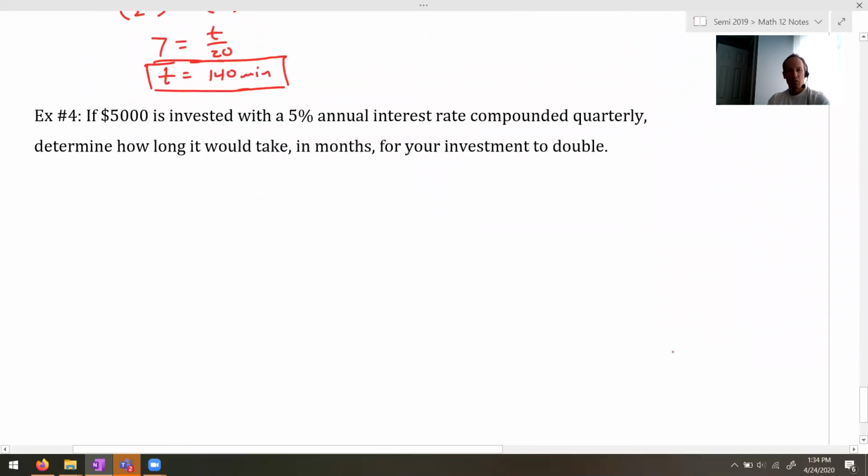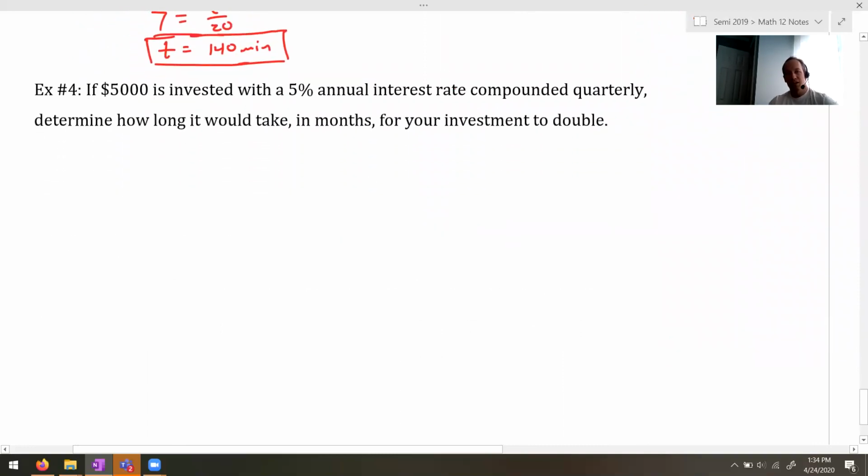Okay, last question. If $5,000 is invested with a 5% annual interest rate compounded quarterly, determine how long it would take for the investment to double. So let's start by writing the amount. The amount as a function of time equals A naught. The general equation is (1 plus i over n) to the power of nt. This was discussed in the Something Interesting video.